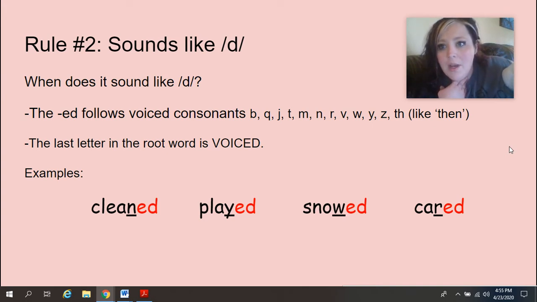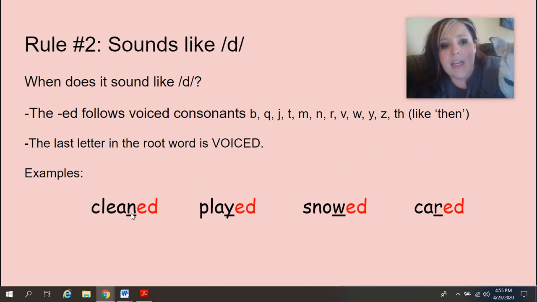Okay. Why don't you go ahead and do that with me? Put your hand on your throat so you can feel the voiced consonants. B, g, j, l, m, n, v, w, y, z, th. And that's a voiced TH sound. Remember, that can be voiced and unvoiced. This is the voiced, like then. So when the last letter is voiced, then it makes the d sound, okay?